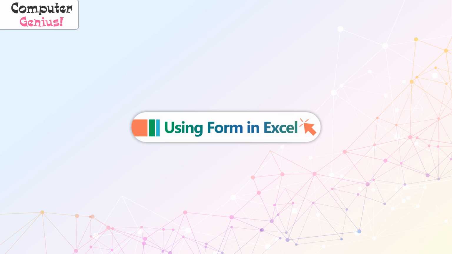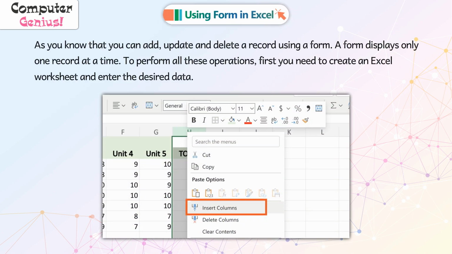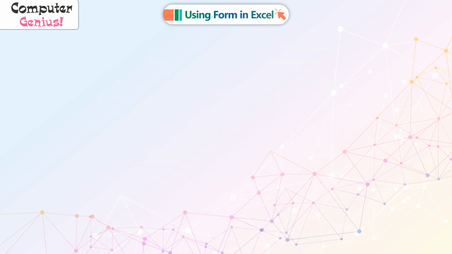Using form in Excel. As you know that you can add, update and delete a record using a form. A form displays only one record at a time. To perform all these operations, first you need to create an Excel worksheet and enter the desired data.